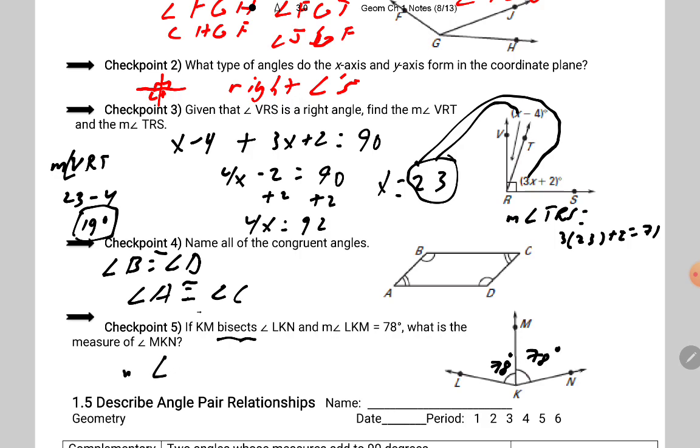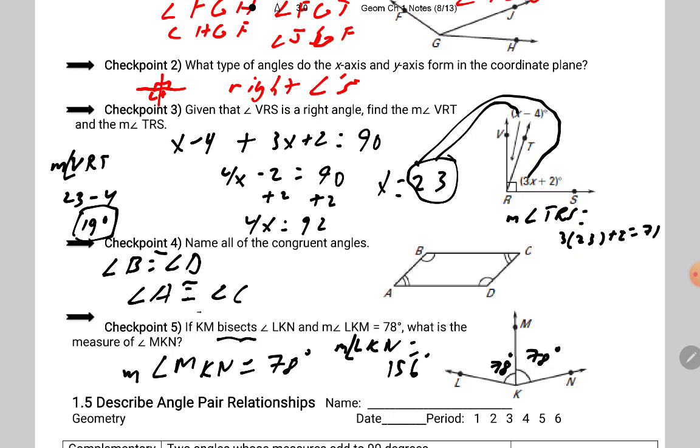Measure of angle MKN equals 78. Oh, it was easy. Because they split the big angle in half, and they tell you that one half is 78, that means the other half has to be 78. But just to keep going, what would be the measure of LKN? So the big angle would be 78 times 2, which is 156 degrees.